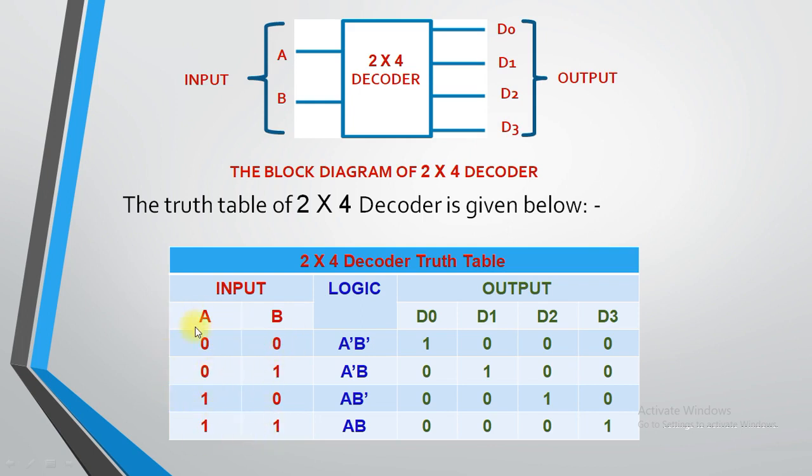Based on the combination, you need to write the logic. Based on the logic, you need to write the output variables D0 to D3, and put 1 for the first one, then 1 in D1, 1 in D2, and 1 in D3.